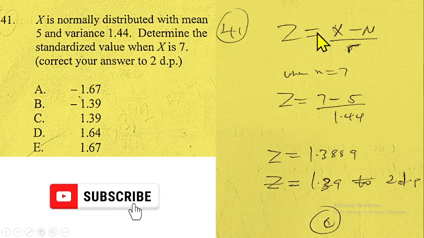So the standardized value is equal to x minus the mean, divided by the variance. So S is the number we are looking for, a standardized value. Then this sign here is the mean, and this one is the variance. So if you substitute the values there, you have z is equal to 7 minus 5 over 1.44, and that should give 1.3889. So option C is the correct option for question number 41.